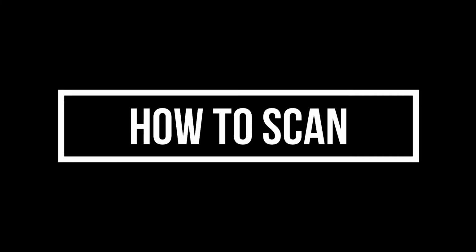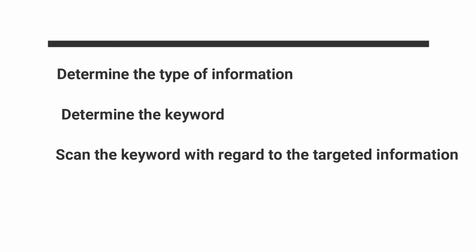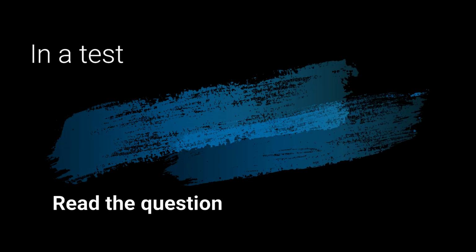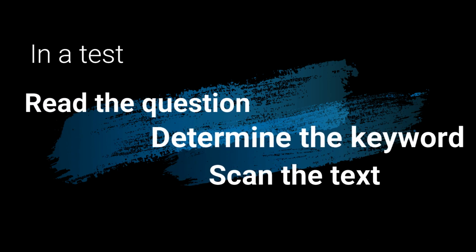So, how do we scan a text? The first, determine the type of information. Second, determine the keyword. And last, scan the keyword with regard to the targeted information. When in a task situation, scanning is usually applied by reading the question first. That will help you to determine the keyword. Using the keyword, scan the text to find the information containing the keyword or related to the keyword.